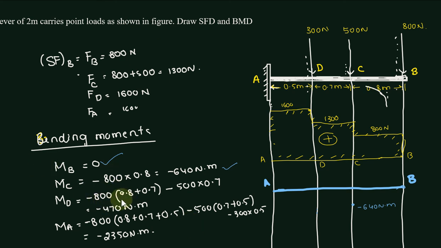Sorry, this is not correct. So this is minus 1200, and this is 350. So finally we will get the value as minus 1550 Newton meter. Please see the calculation. Sorry for that mistake. So here that is the bending moment at D, minus 1550 Newton meter, and here the bending moment at A, finally, that is 2350.